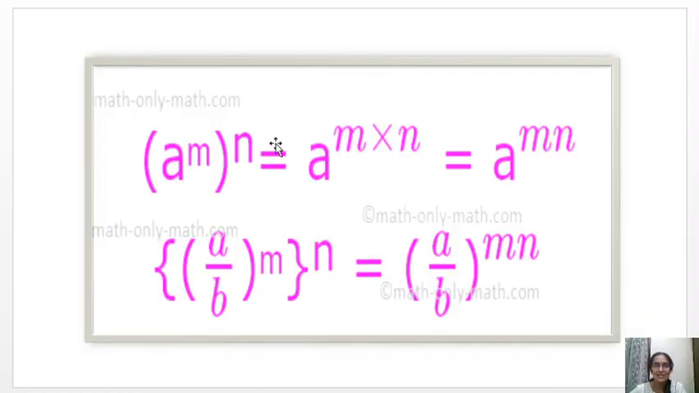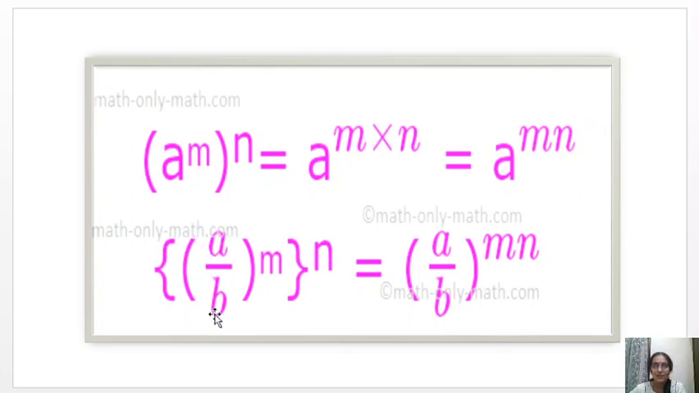So we will generalize. We will write the general rule for the power of a power now. a power m whole power n is equal to a power m into n is the general rule to get the answer for such powers, power of a power.